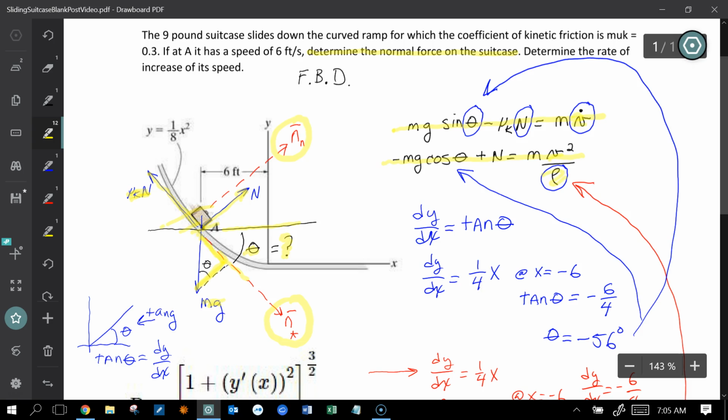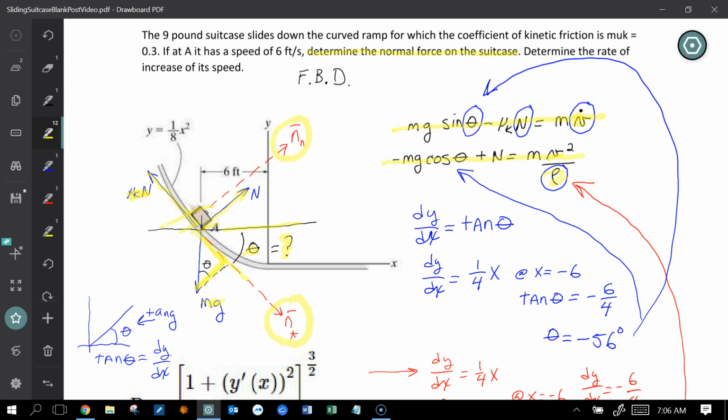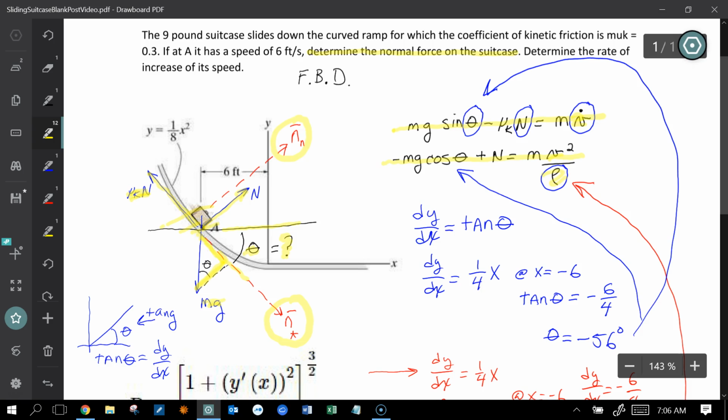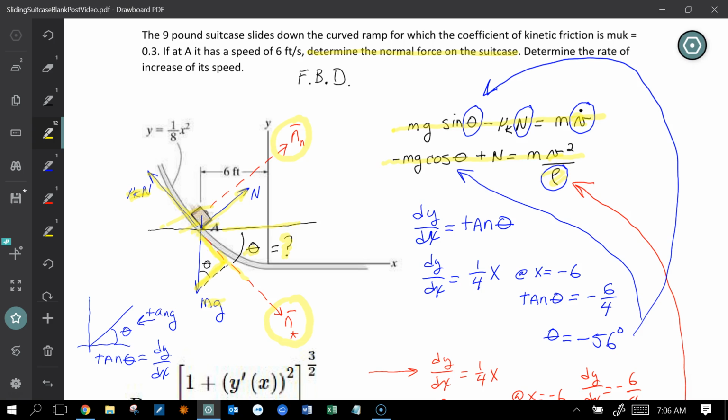Okay, so now if you count the unknowns, you don't know theta yet, you don't know n, you don't know v dot, and you don't know rho. So you have 4 unknowns and only 2 equations. You've got to be able to find something.